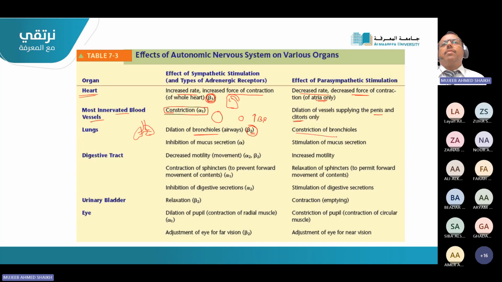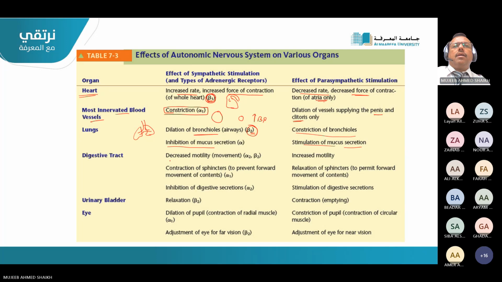Here it will cause constriction. Parasympathetic will cause constriction of the bronchioles. What about secretion in the bronchioles? Mucus secretion will be inhibited because of the sympathetic stimulation, whereas parasympathetic will cause increased mucus secretion.